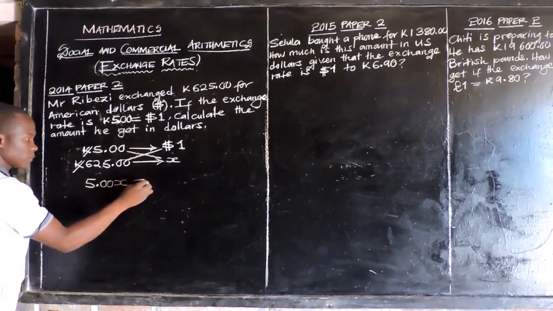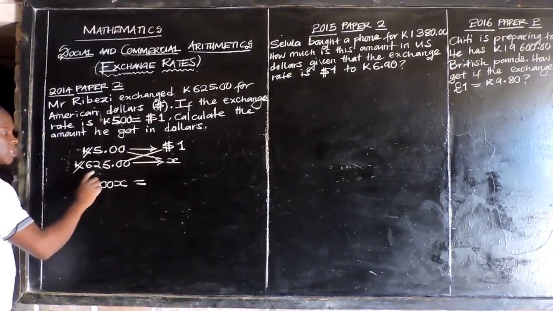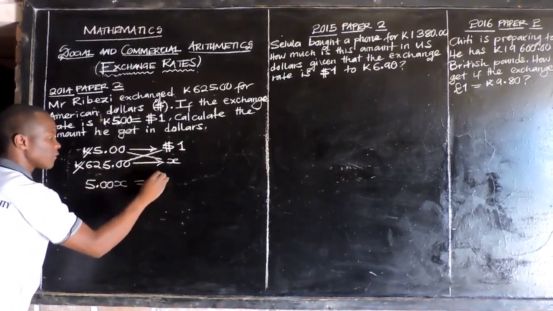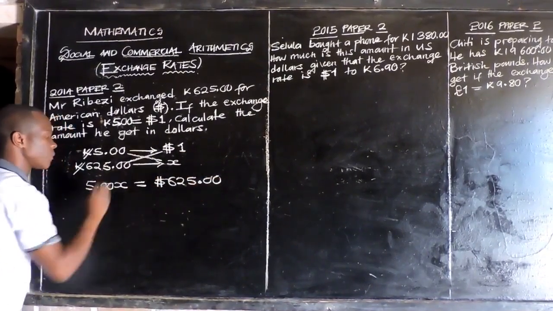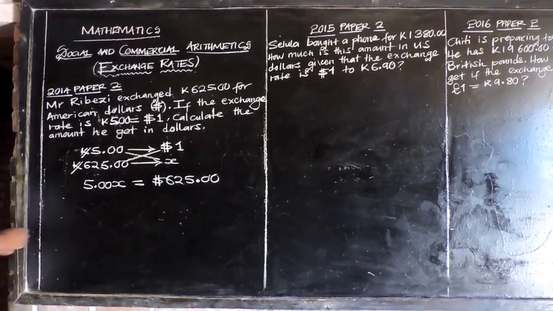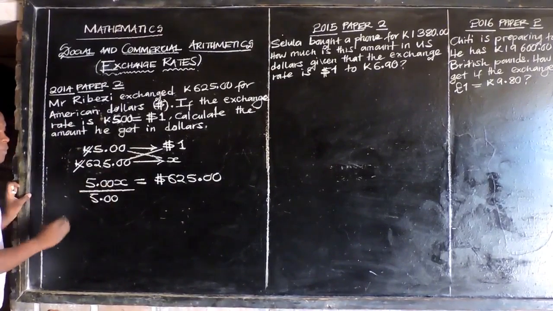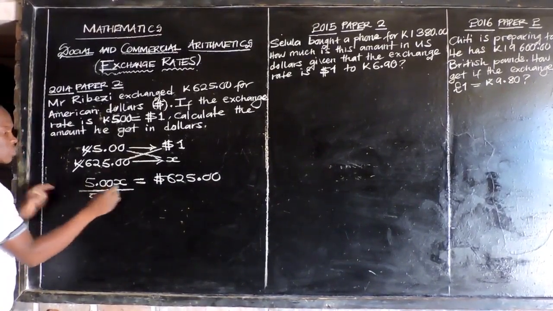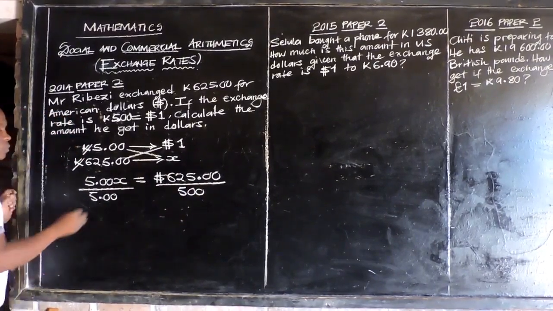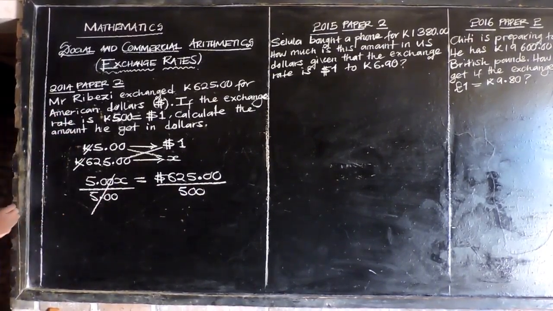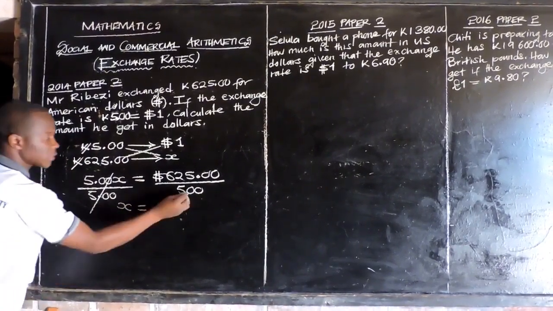It is equal to $1 times 625. You get $625, right? Are we together, people? So for us to remain with X, divide both sides by 5 kwacha. What you divide on this side, also divide on the other side. So these are going to go. So X is equal to 625 over 5.